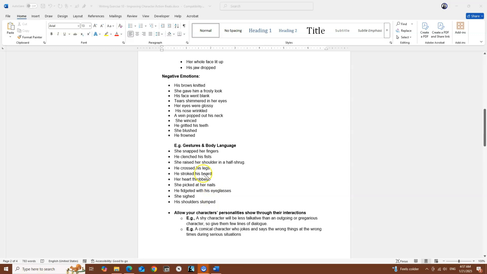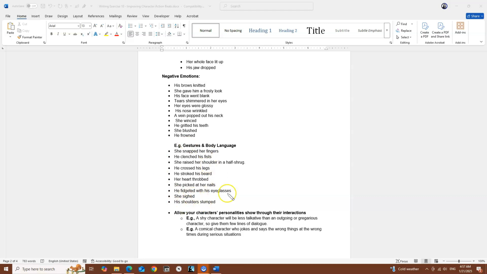Some examples of those are: she snapped her fingers, he clenched his fist, she raised her shoulder in a half shrug, he crossed his legs, he stroked his beard, her heart throbbed, she picked at her nails, he fluttered his eyelashes, she sighed, he shrugged, his shoulders slumped.